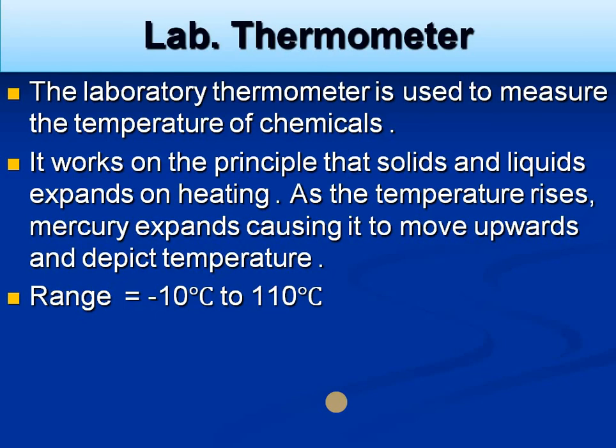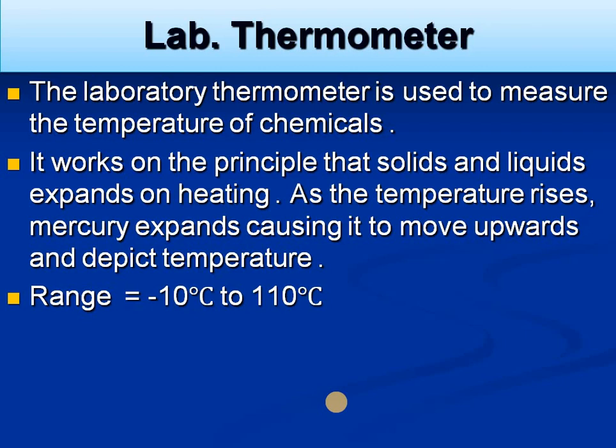The laboratory thermometer is used to measure the temperature of chemicals. It works on the principle that solids and liquids expand on heating. As the temperature rises, mercury expands, causing it to move upwards and depict the temperature. So it works on the same principle as the clinical thermometer. The basic difference between them is the range.